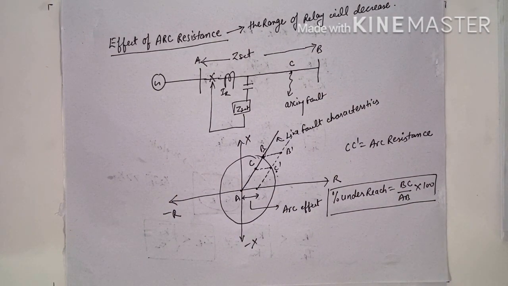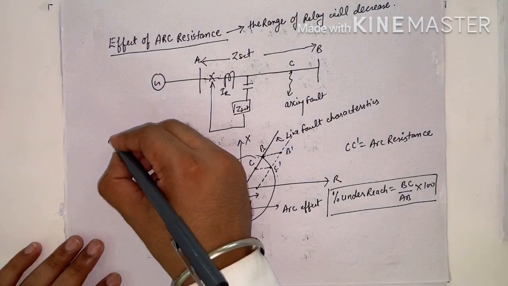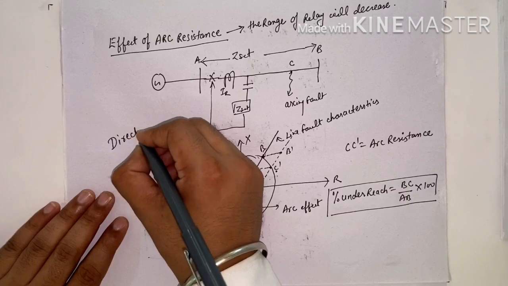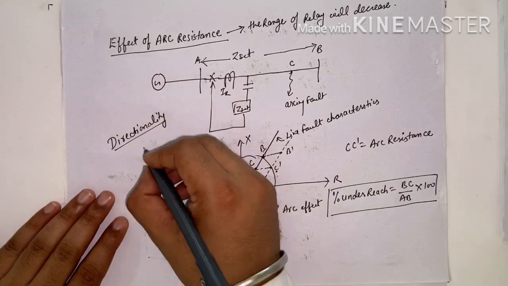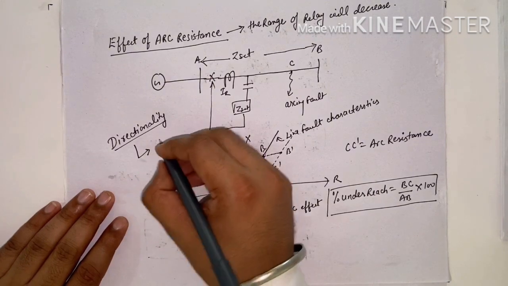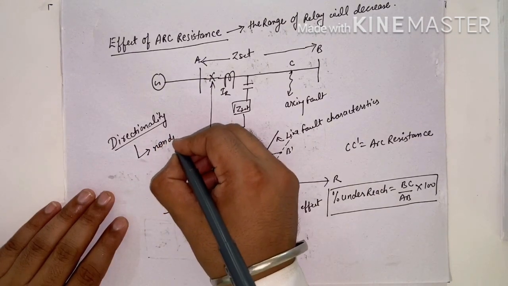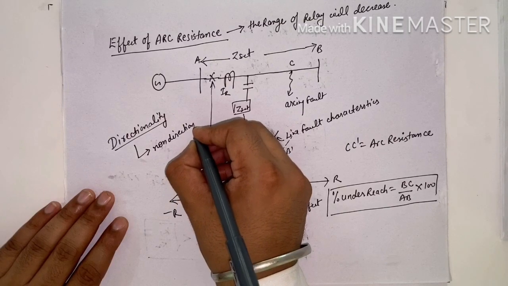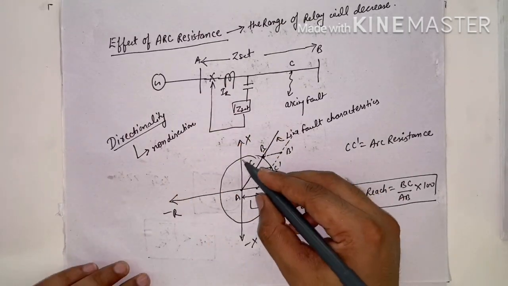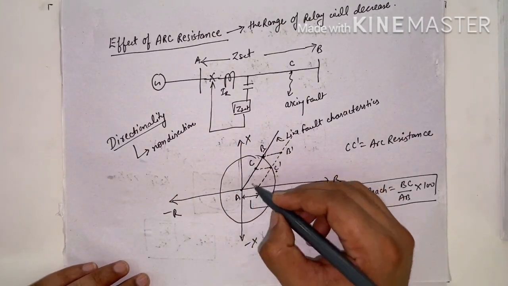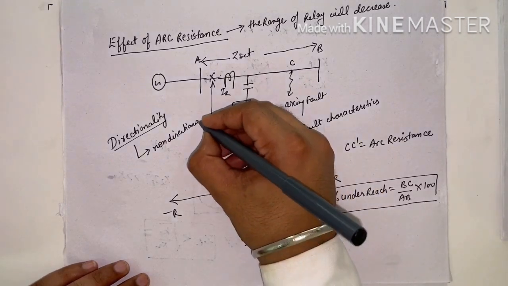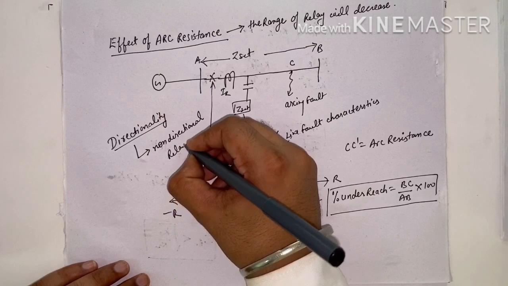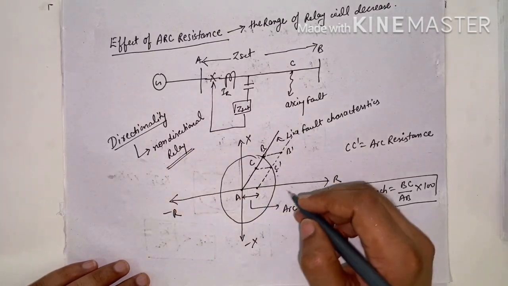Now we will see the directionality of the impedance relay. The impedance relay is non-directional in nature. Non-directional means it works in all the quadrants. Suppose we see this relay works in the first quadrant, second quadrant, third quadrant, fourth quadrant. So it means it is a non-directional relay. So this is about the impedance distance relay.